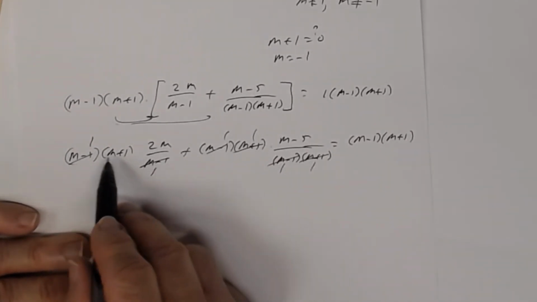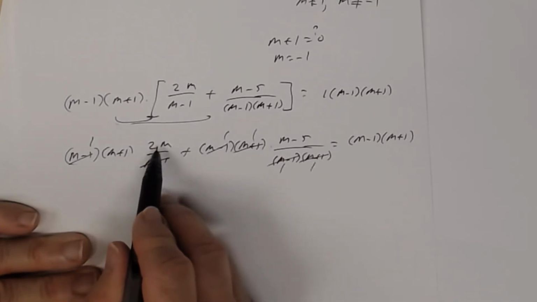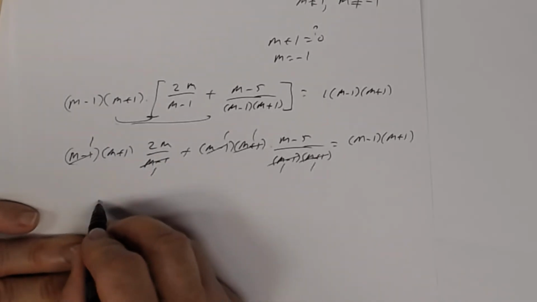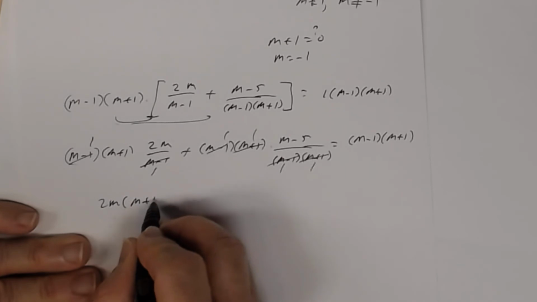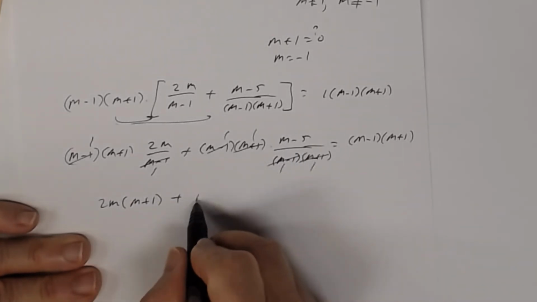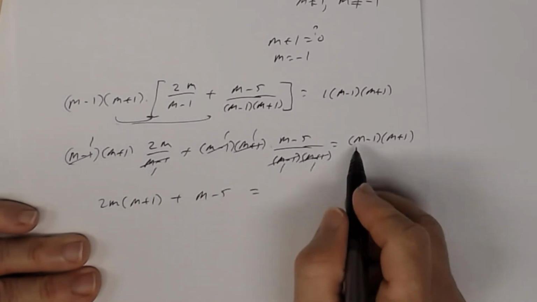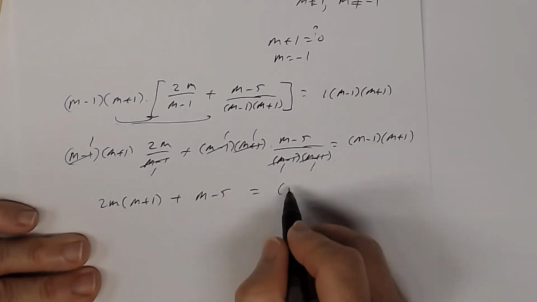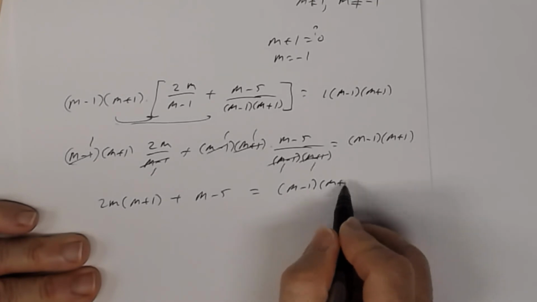So I get 1 times m plus 1 times 2m. So we're going to put this monomial factor in front. So 2m times m plus 1 plus 1 times m minus 5 is m minus 5 equal. And I'm going to go ahead and rewrite this. M minus 1, m plus 1.